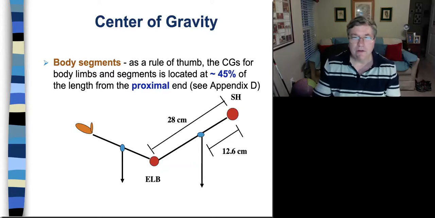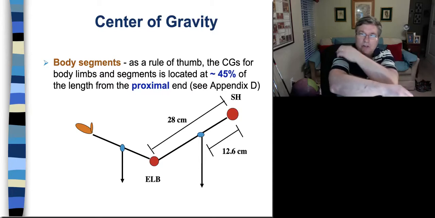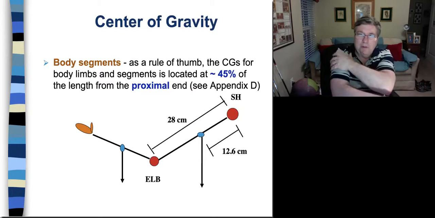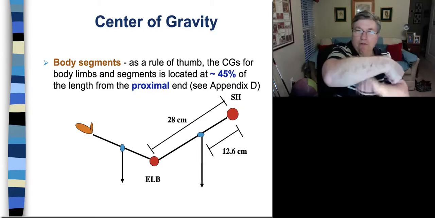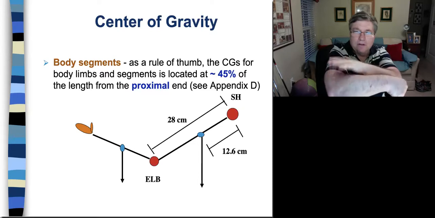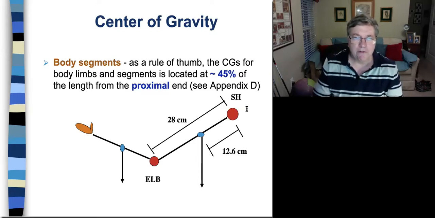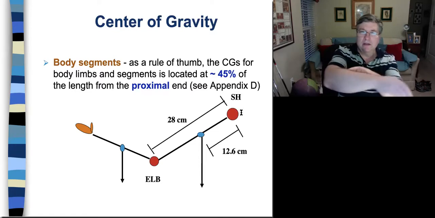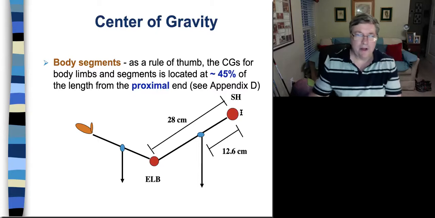Rule of thumb usually says the center of gravity for, let's say, the upper arm is a little closer to the shoulder than it is to the elbow. Most people have a little bit more mass closer to the shoulder than they do the elbow. The same thing is true for the forearm. I've got a little bit more mass closer to the elbow than I do the wrist. It's about 45% from the proximal end. So it's going to be about right here for the forearm and about right here for the upper arm.